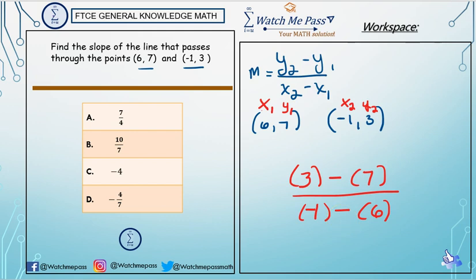Now, you just calculate. 3 minus 7 is negative 4. Negative 1 minus 6 is negative 7. And when we calculate and simplify, we have 4/7.